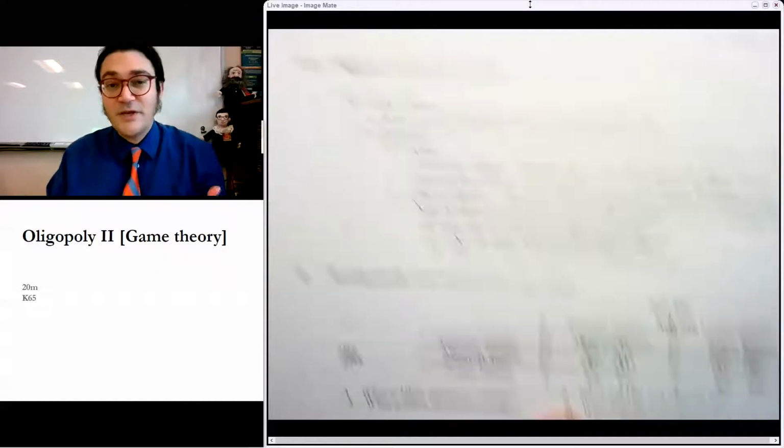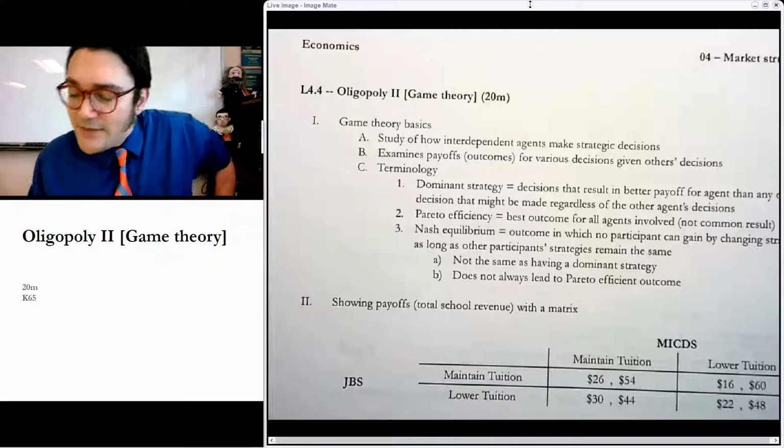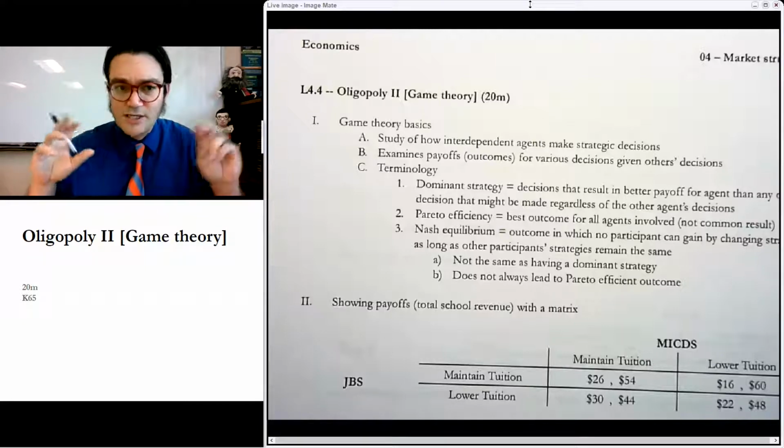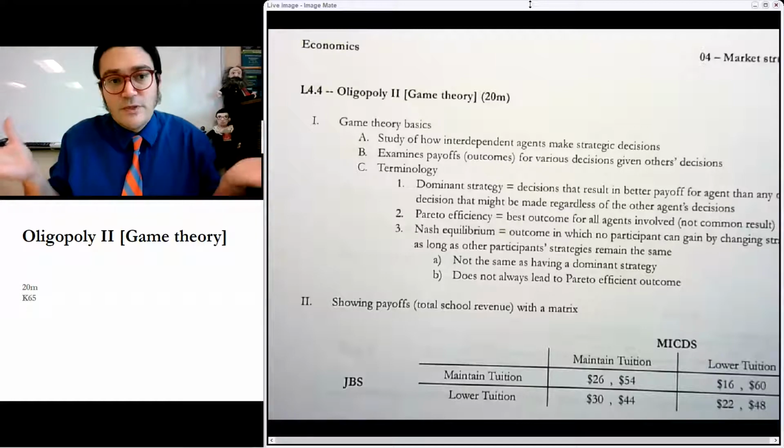Hi there. So in this video, we're going to look at the second topic about oligopoly, which is game theory. And this is really the study of how the different companies that are the interdependent agents, right? Because they have agency, they can do stuff, how they make their strategic decisions.